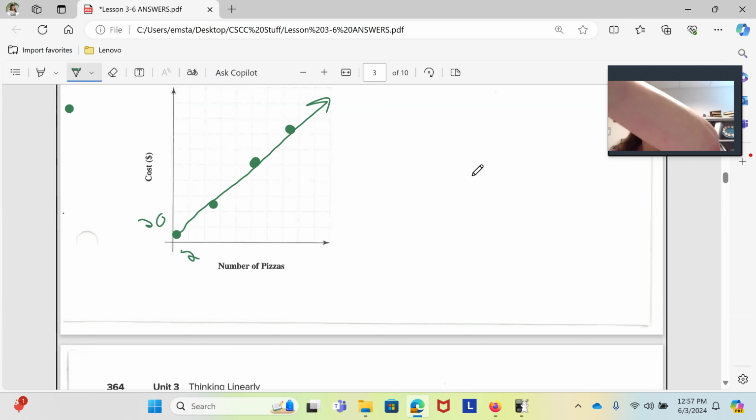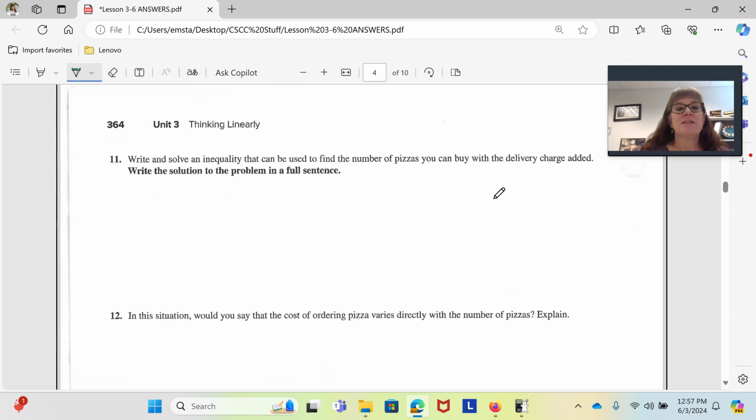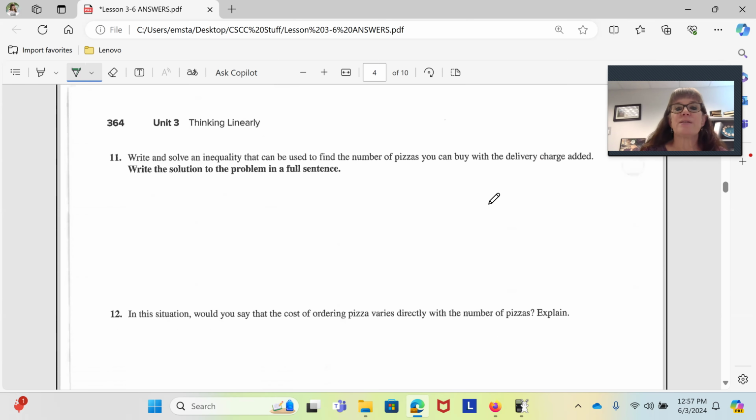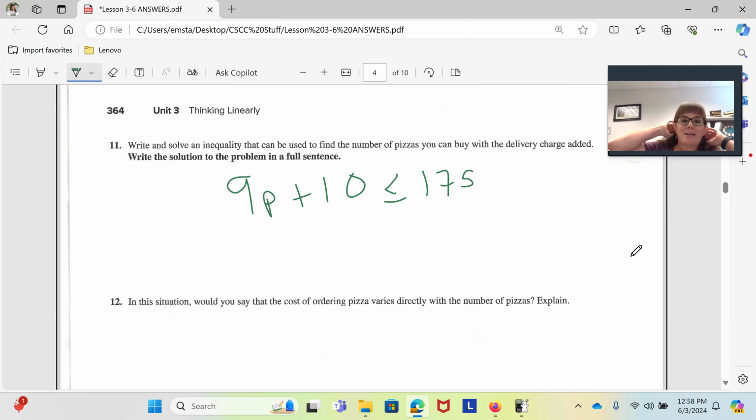Turning the page to page 364. It says, write and solve an inequality that can be used to find the number of pizzas you can buy with the delivery charge added now. So I'm taking that 9p plus 10, and I want to know when that's less than or equal to 175. I get a lot of questions about whether it's okay to write 9p plus 10 or 10 plus 9p. You could do it in either order. It works both ways. Let's solve this similarly to how we did equations.